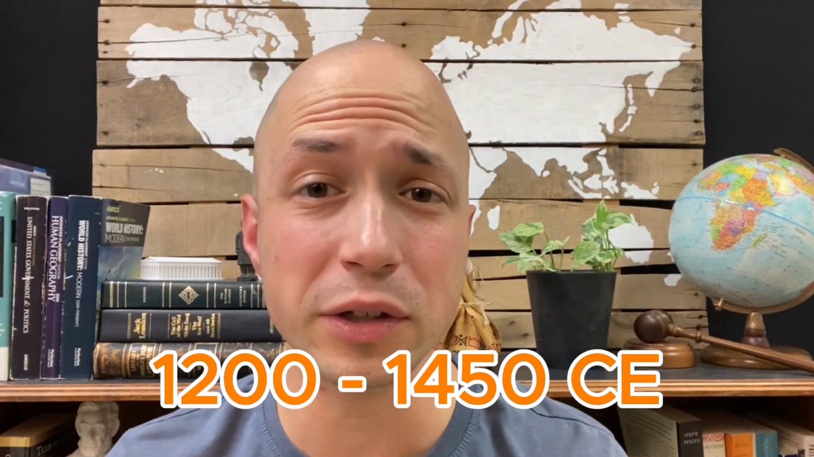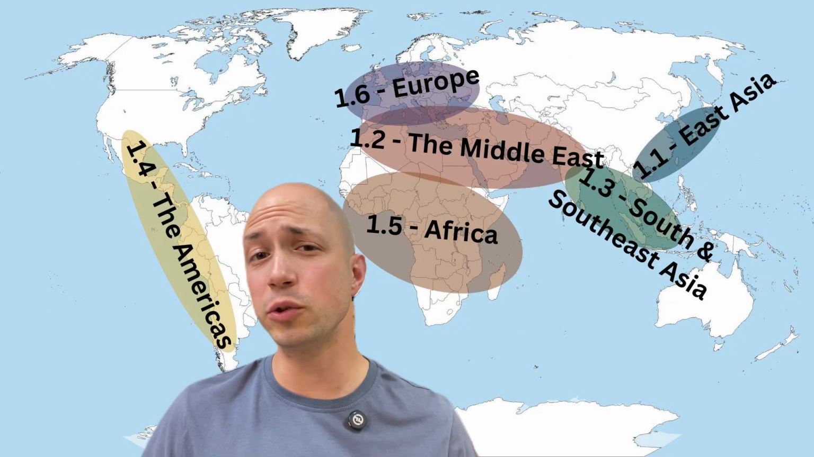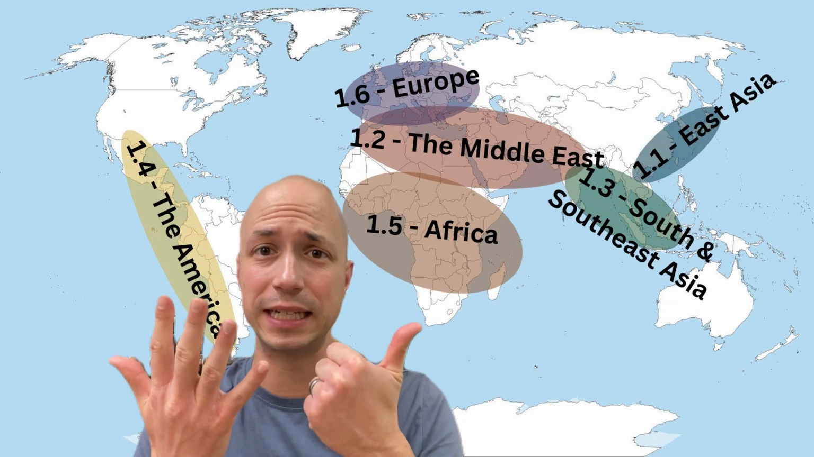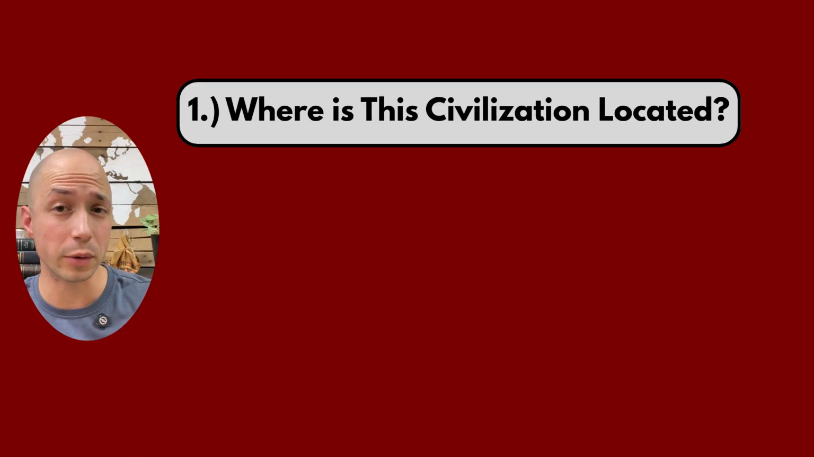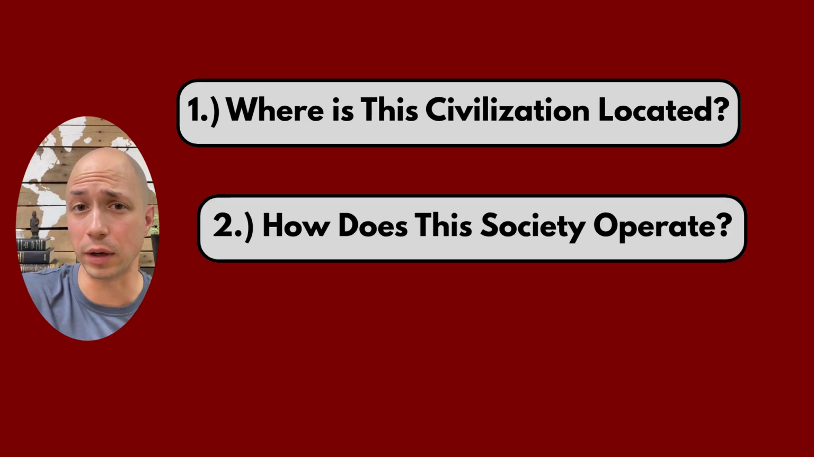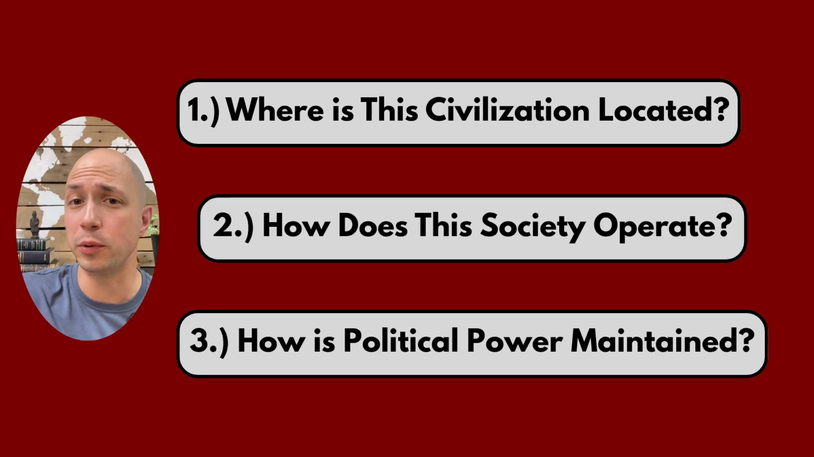Let's get to it. Unit 1 takes us from 1200 to 1450 CE and introduces us to 6 of the regions of the world. Today, we want to be able to answer the questions posed at the beginning of the series in our Unit 1 introduction video, which is, where is the civilization located? How did the society operate? What made it distinct? How was political power maintained?